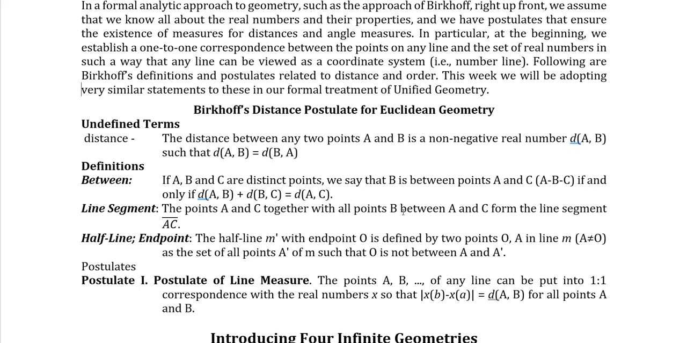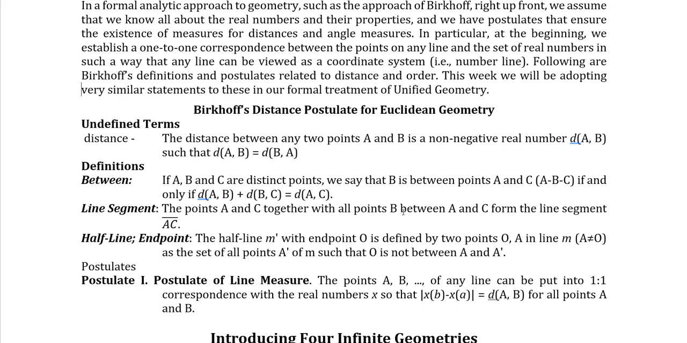undefined term, then he can define what we mean by between. Remember, between was left as an undefined term in Hilbert's synthetic approach. So the definition of between is: if A, B, and C are distinct points, we say that B is between points A and C, A-B-C, if and only if the distance from A to B plus the distance from B to C equals the distance from A to C. We're going to have a slightly different definition of between because our version is going to require that the points be collinear as well.